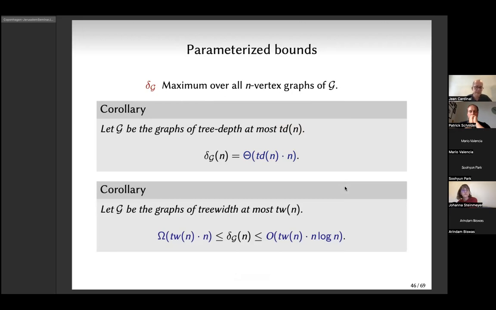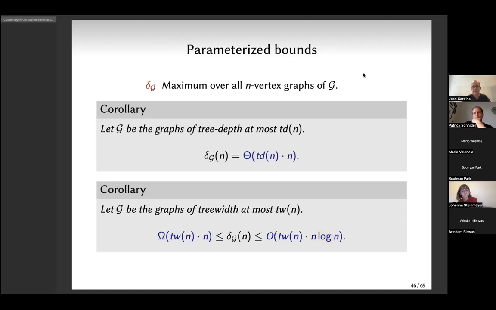And there's a nice relation between the tree depth and the tree width. So we also have something that is similar up to a log n factor for the bounded tree width graphs. If we consider the family of graphs of tree width at most t, then the diameter of the associahedra, in the worst case, is somewhere between t times n and t times n log n. So up to a log n factor, we got essentially the same estimates.